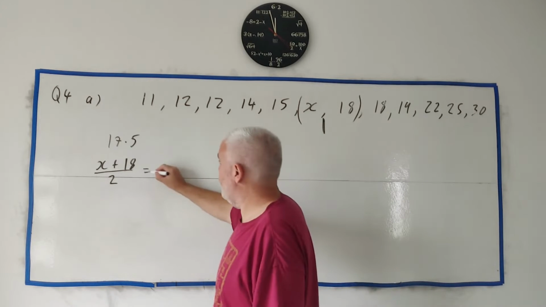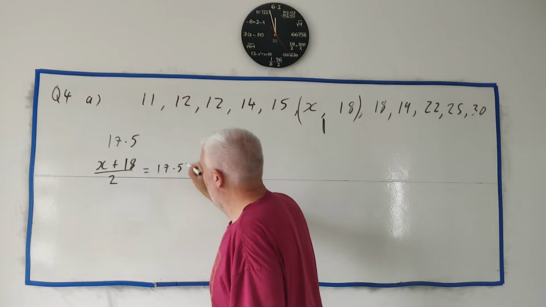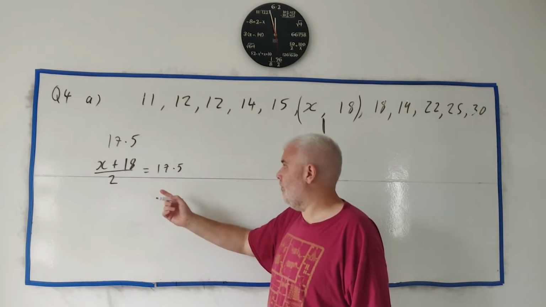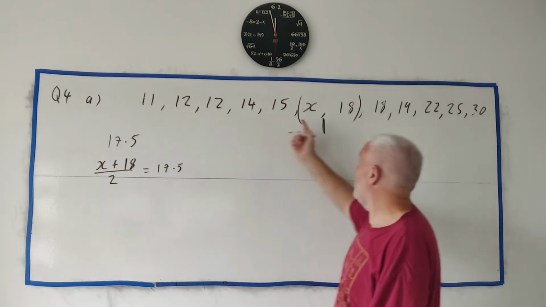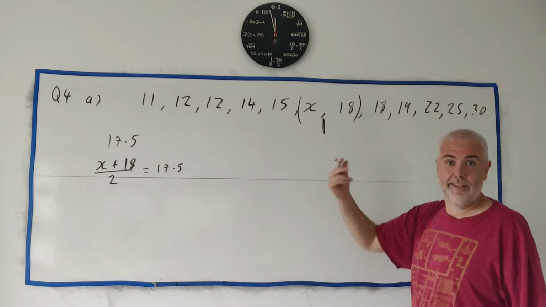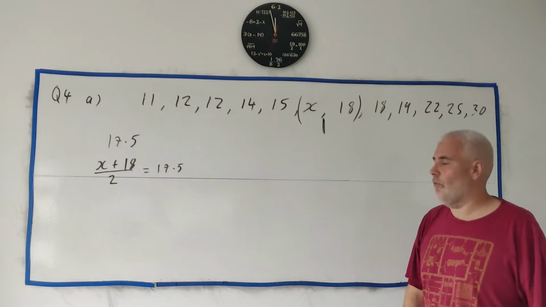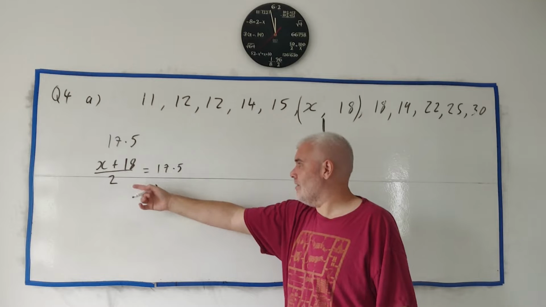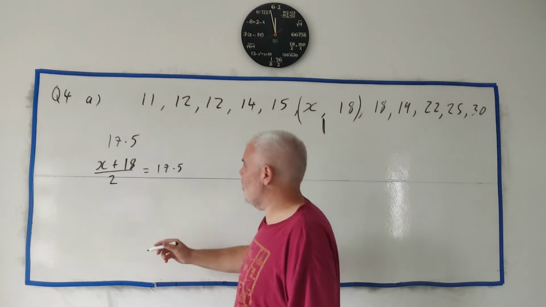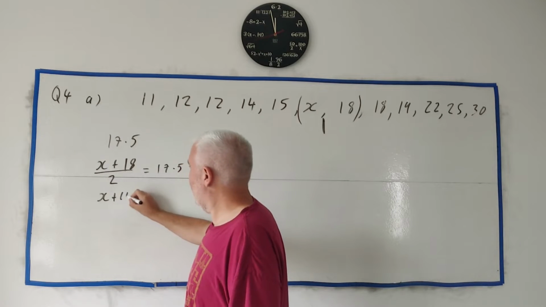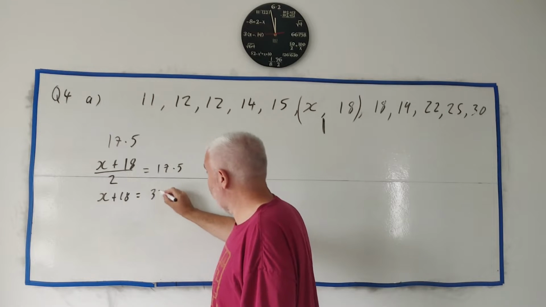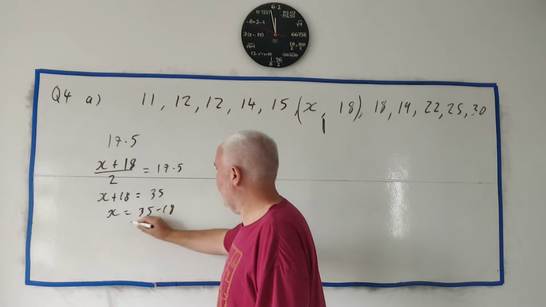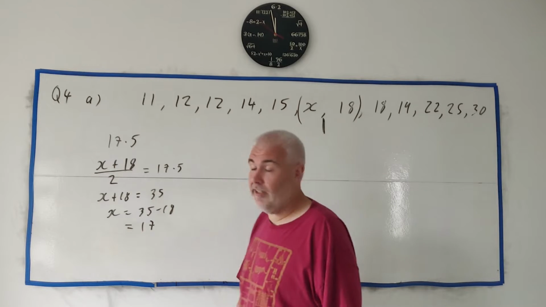And they tell us the answer is 17.5. Now at this point, it's okay just to know the answer. What could this number be here to make the middle of the two of them 17.5? It must be 17. But we do it a bit slow with maths. Let's just go ahead and do it. Multiply both sides by 2. We get x plus 18 is equal to 35. X is equal to 35 minus 18, which is equal to 17.